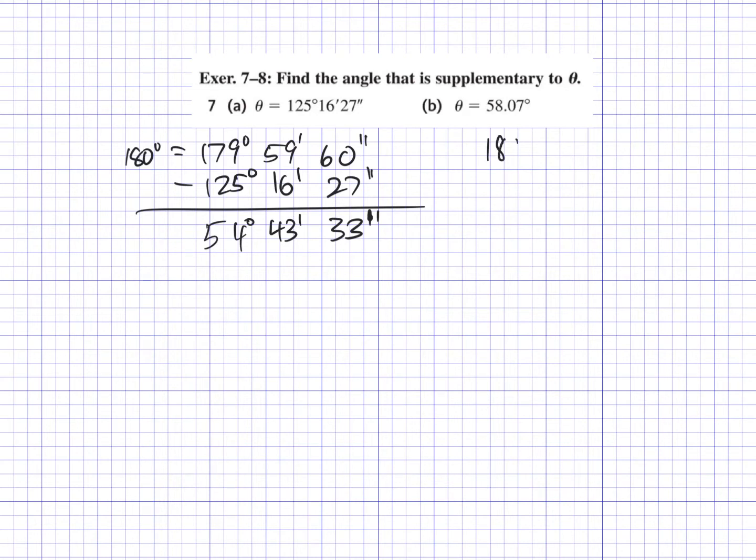And then, again, supplementary, 180 minus 58.07. So, change everything. 10 minus 7 is 3. 9 minus 0 is 9. 9 minus 8 is 1. 17 minus 5 is 12. All right, so two different ways of looking at it: minutes and seconds for degrees, or just degrees by themselves.